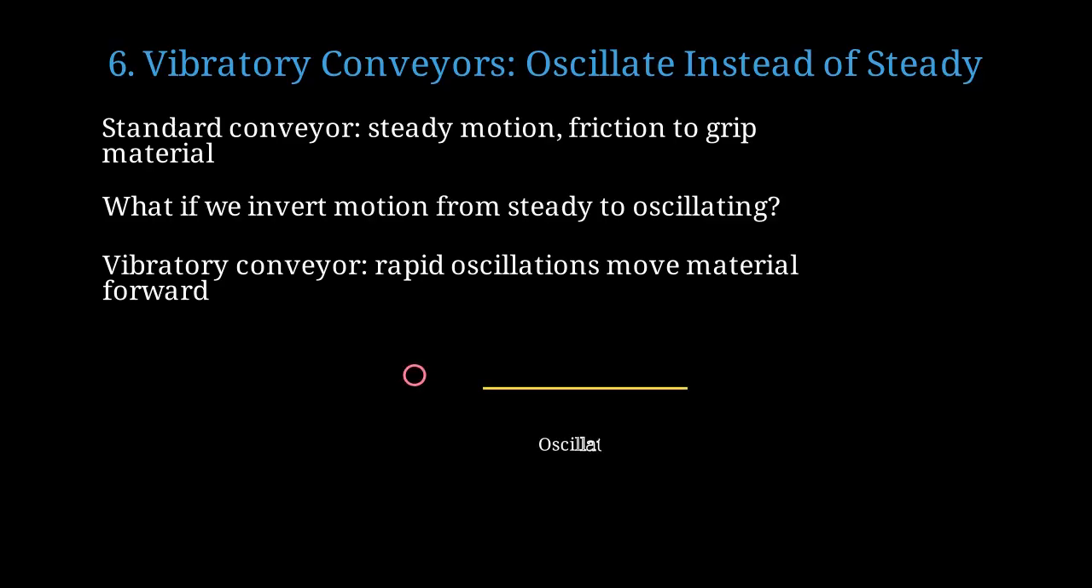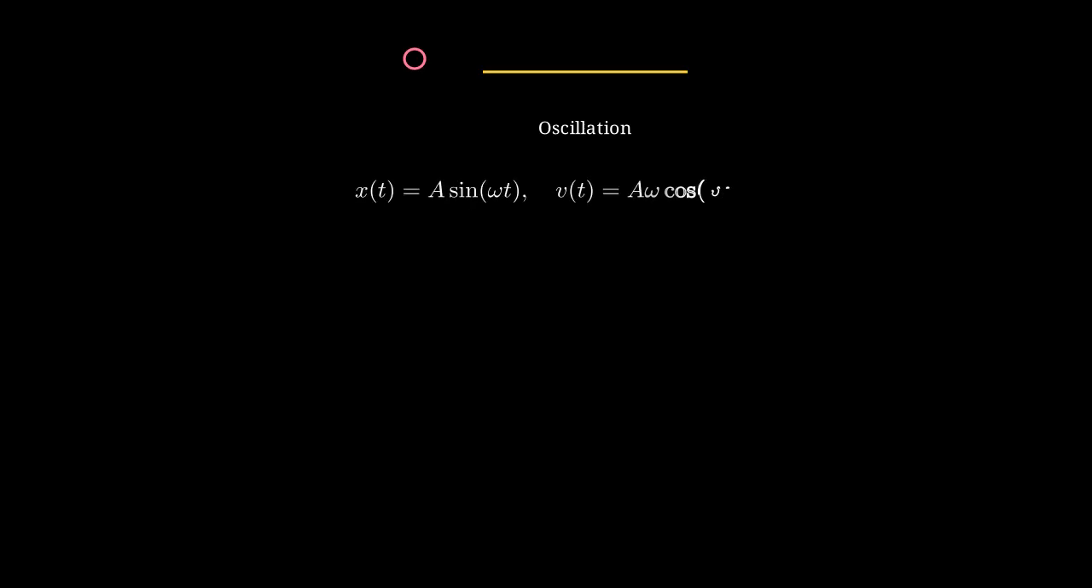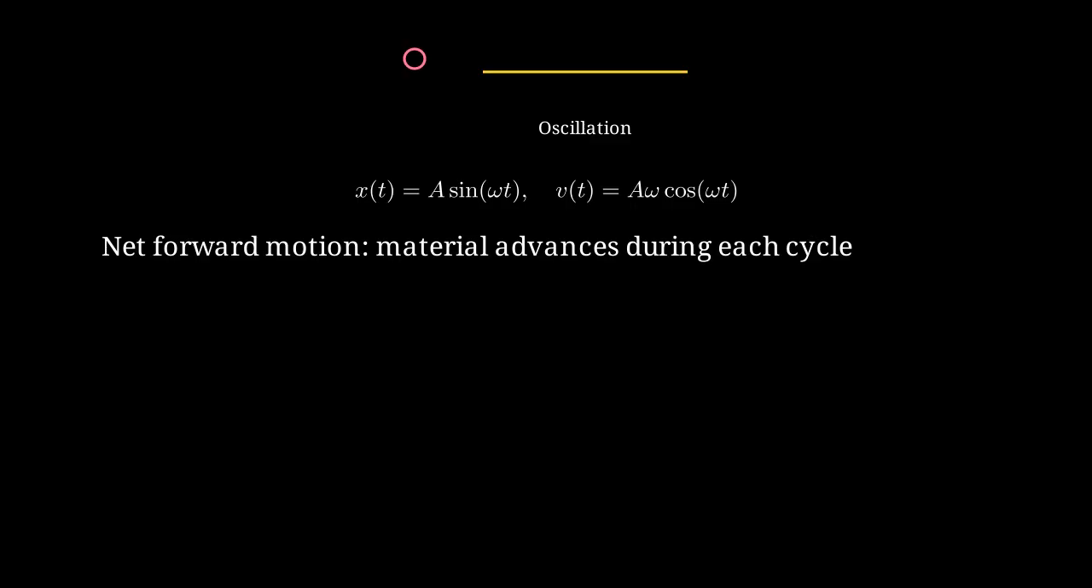The platform oscillates back and forth rapidly. During forward motion, the material slides forward. During backward motion, inertia keeps it moving forward. The platform position x equals amplitude a times sine of omega t. Velocity equals a omega cosine omega t. The net result is forward motion because the material advances more during the forward stroke than it slides back during the return.